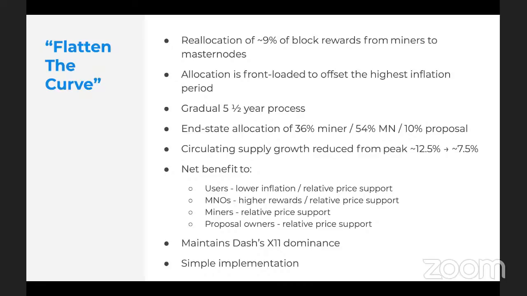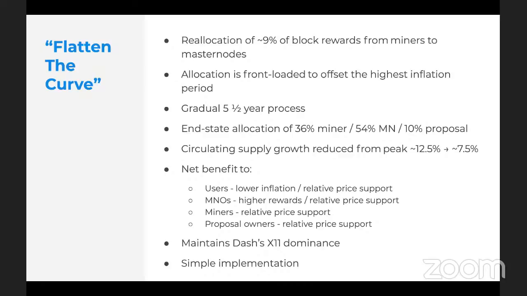Lastly, our proposal owners. If there is relative price support from this, and logically there should be, it means a larger proposal system in terms of what that 10% that we have allocated towards the proposal system would fund. And so when you look at each of these constituencies individually, it makes sense for virtually all of them to support a change like this.